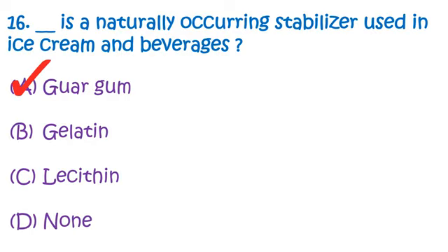Guar gum and gelatin both are used in ice cream and beverages, but guar gum is naturally obtained from plants. It is obtained from guar seed endosperm and is a soluble gum, whereas gelatin is not extracted from plants but from collagen of animals like cattle and pig. Lecithin is used in ice cream, but not as a stabilizer, but as an emulsifier.